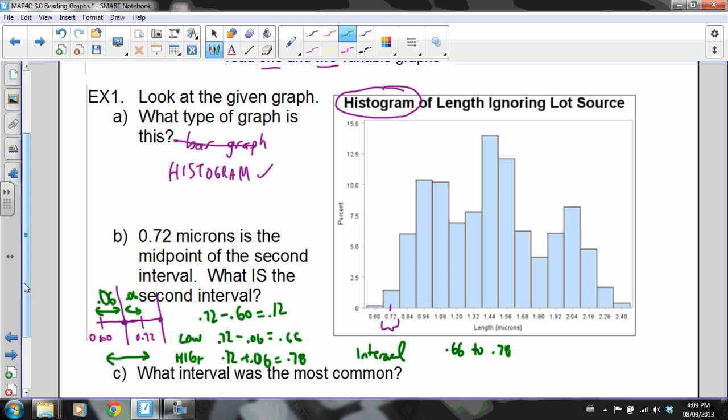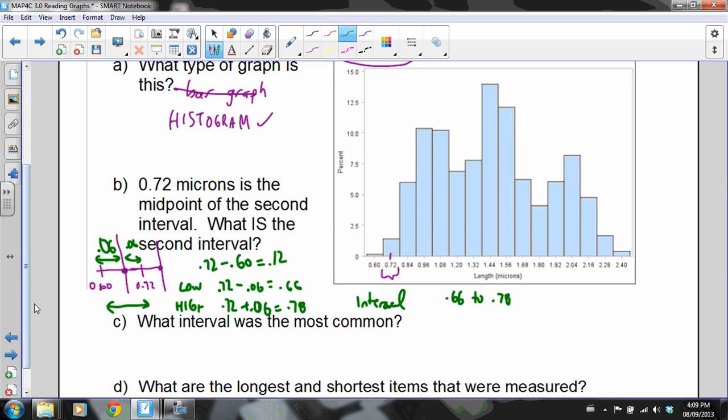It's all good. So what interval was the most common? Nice thing about a graph, I can see it right there. It's this interval, the one with the midpoint 0.44. But notice if I wanted to state the interval, I'm going to go 0.06 higher and 0.06 lower.